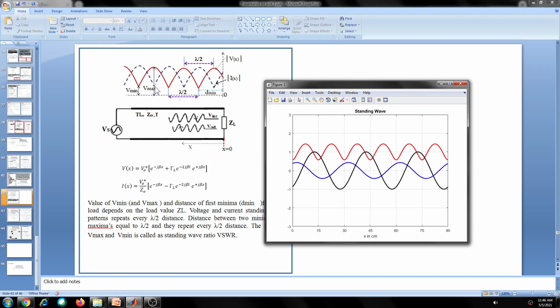Similarly, the maximum value, measured from here, is called V maximum. This pattern again depends upon the load: the value of the minima and maxima, and the position of the first minima, which is called the first minima position from the load.